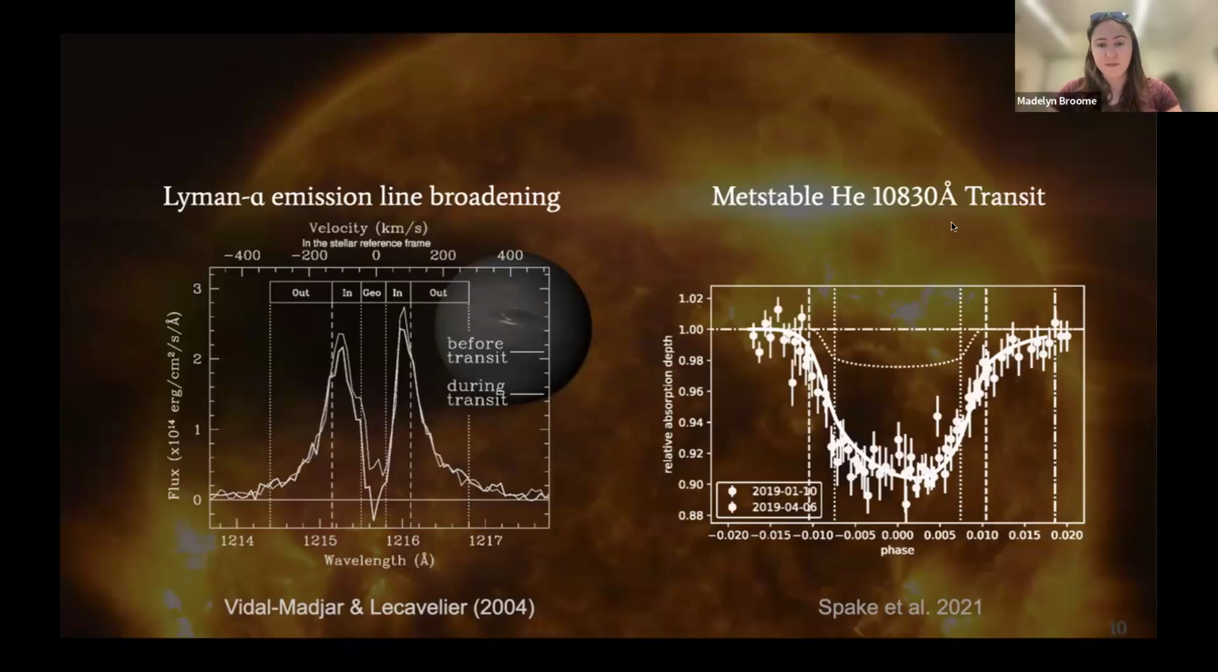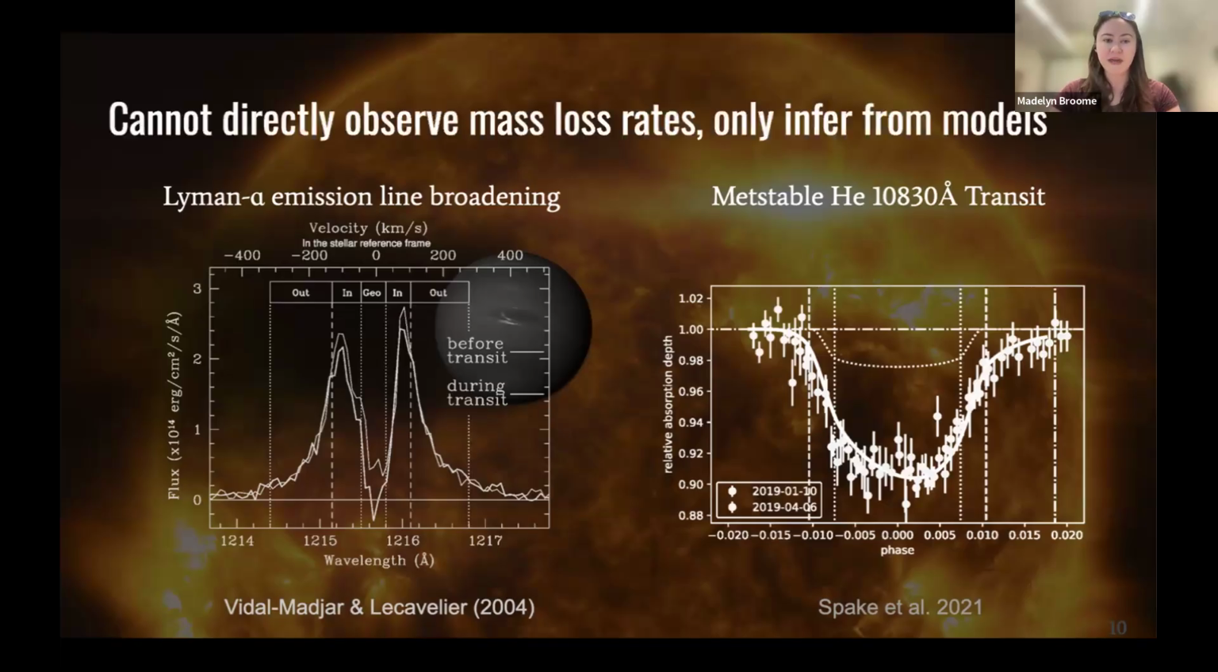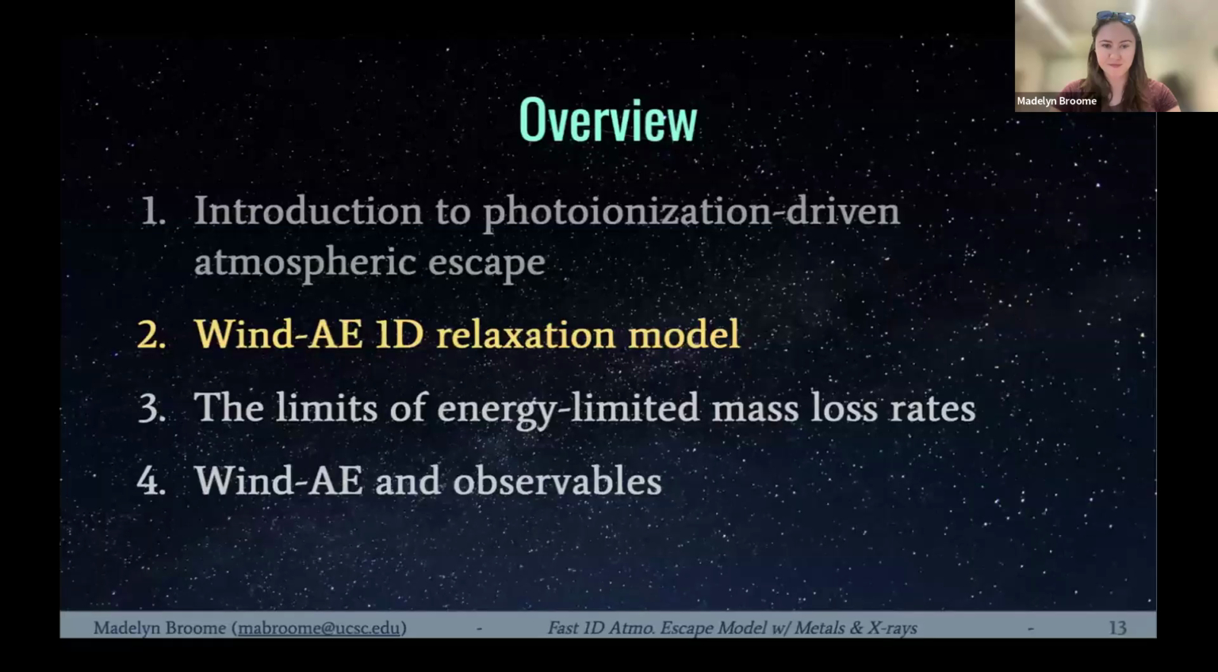There are other features. We can look at metastable helium transits. That's the helium 10830 angstrom line. And we see this classic atmospheric escape lopsided transit shape where you don't just have a planet transiting, but a planet and a forward or backward tail, or perhaps a tube coming off of both sides. But because this is metastable helium, in order to get an accurate mass loss rate from this observation, we would have to do a full thermal calculation that requires making a lot of assumptions. So we can't directly observe mass loss rates. We can only infer them from models. Hence why I've spent the last 5 years creating such a model.